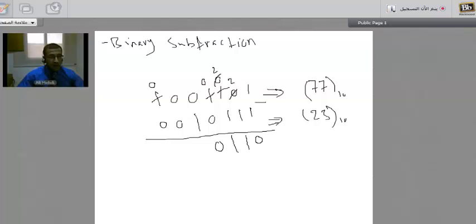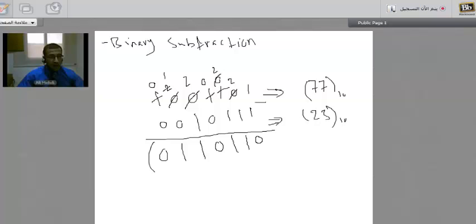So this one will become 0. This one will become 2, but don't forget we're going to lend 1 to this one here. So this one will become 1, and this will become 2. So 2 minus 1 is 1, 1 minus 0 is 1, and obviously we've got 0 here. It's up to you whether to put it or not. I'd put it just to keep ourselves consistent. We started with 7 bits, so let's finish with 7 bits: 1, 2, 3, 4, 5, 6, 7. Always keep your work consistent.